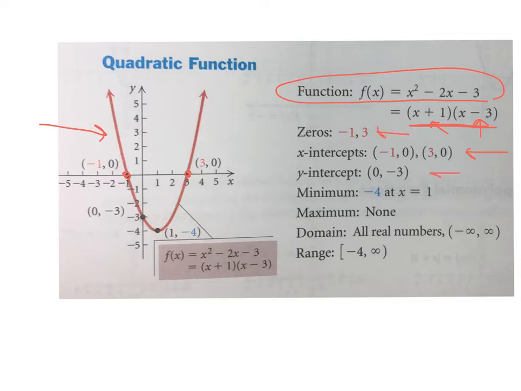The y-intercept is always the constant term, which is -3. Notice it crosses the y-axis at -3. The maximum is -4. Sorry, the minimum is -4. The bottom point is -4. Now, when they give you a minimum value, they want the y. It occurs when x is 1, but the minimum value is the y coordinate. There is no max. The domain of every quadratic is all reals. It goes left and right forever. The range goes from the minimum to forever, -4 to positive infinity. So that's what a quadratic looks like.